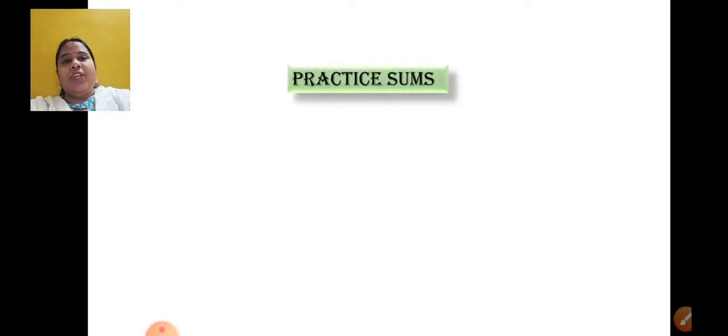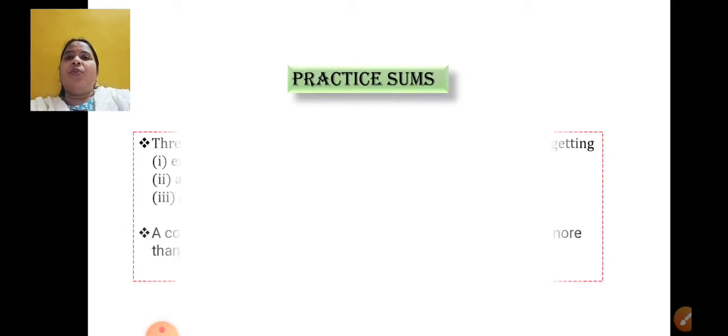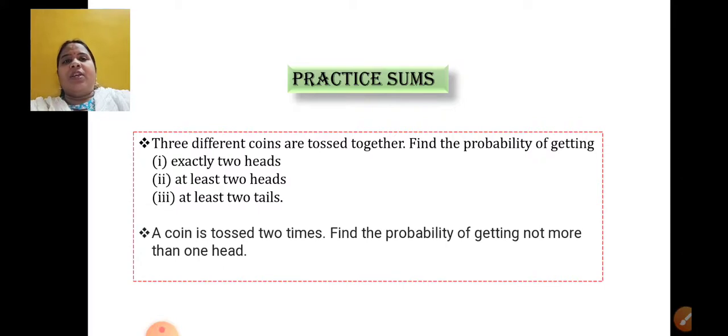In today's session, I have included sums based on at least and at the most. Based on this, I am giving you 2 practice sums. Please try to do it. It is based on the same concept. It will be helpful for you. Yes, as revision sums. So first one is 3 different coins are tossed together. Find the probability of getting exactly 2 heads, at least 2 heads, at least 2 tails. So I have given all the concepts here. See, at least 2 heads and at least 2 tails. So try to do it. Same type we have done today. So it will be easy for you.